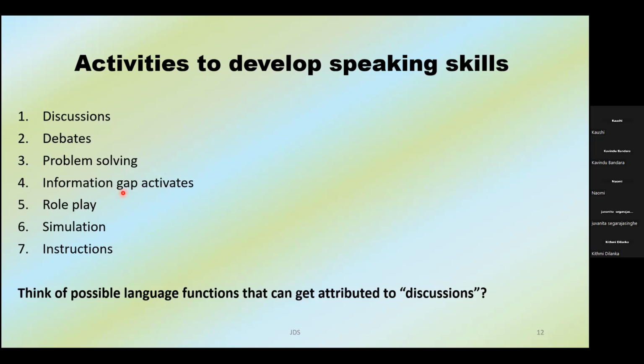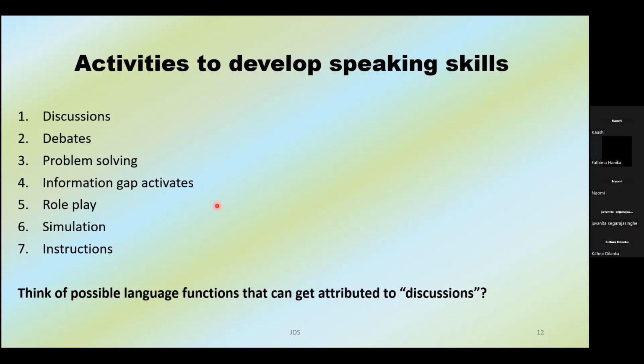Information gap activities, we'll be looking at them. Role play, simulation. You know what is simulation? Tell me, give me an example for a simulation activity. Simulation means practical activity. Practical things. You create a mini situation.